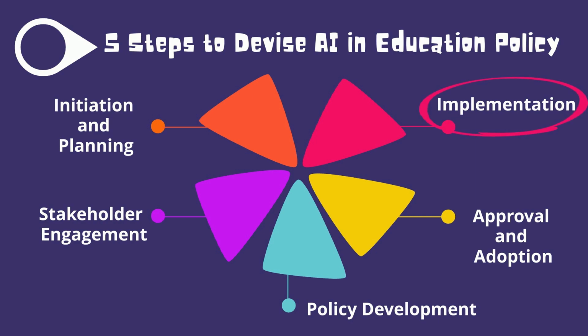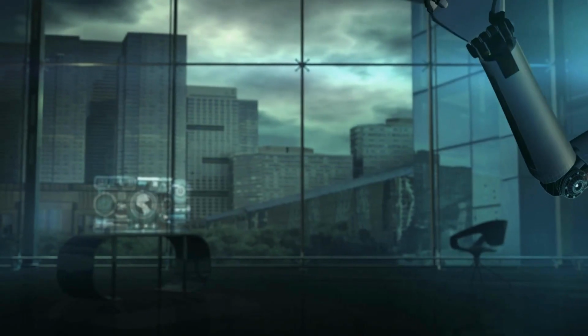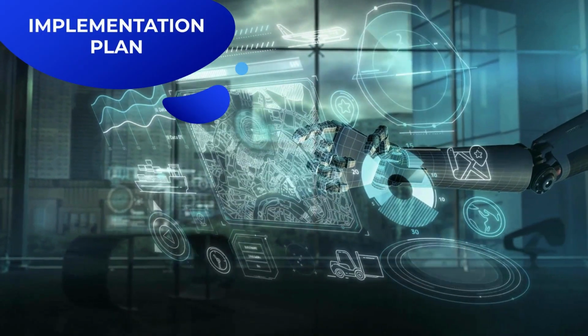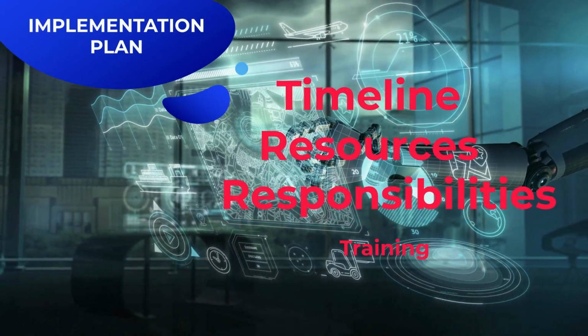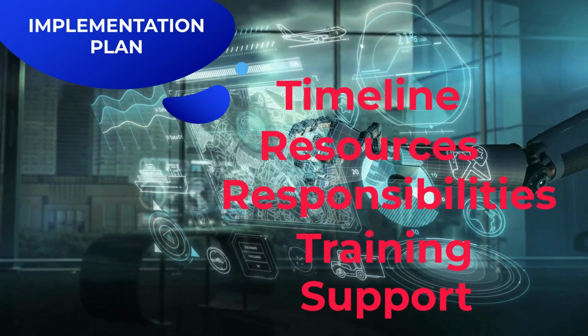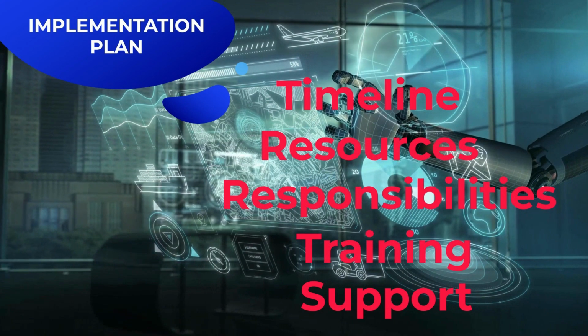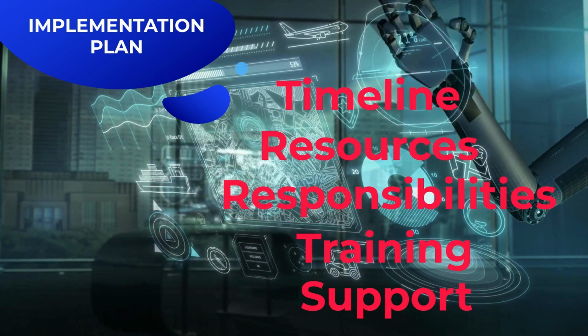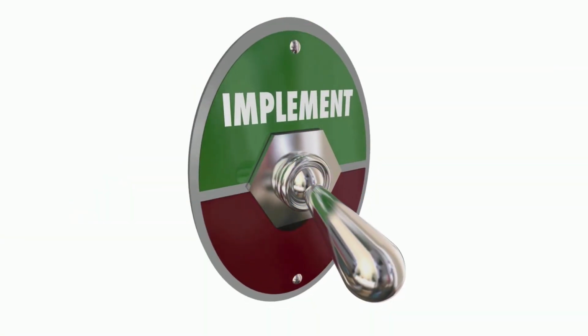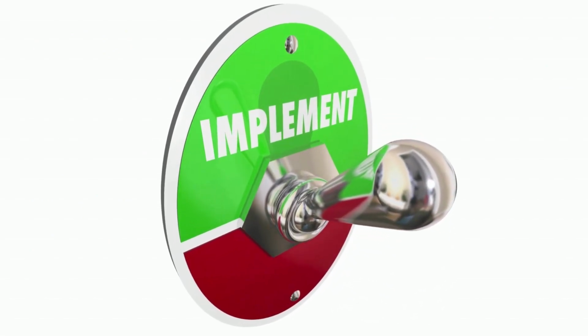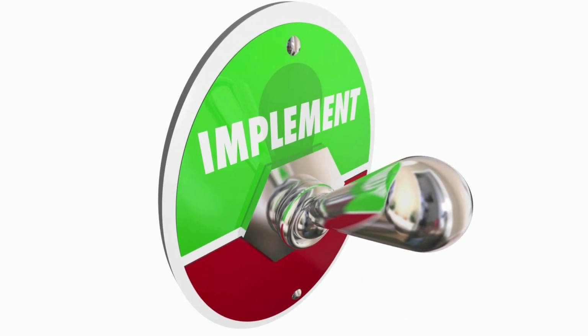5. Implementation. After adopting the policy, the hard part comes. An implementation plan with clear steps, timelines, resources, and responsibilities, as well as training and support structures for stakeholders, needs to be created. Implementation of the AI policy should be monitored and evaluated, with regular reports written and submitted to review the implementation progress and identify areas for improvement. The committee should continuously review the policy and make adjustments or amendments as needed.